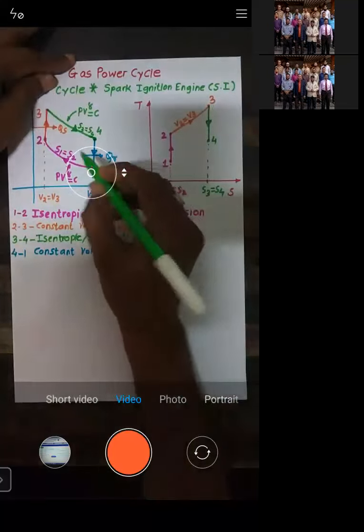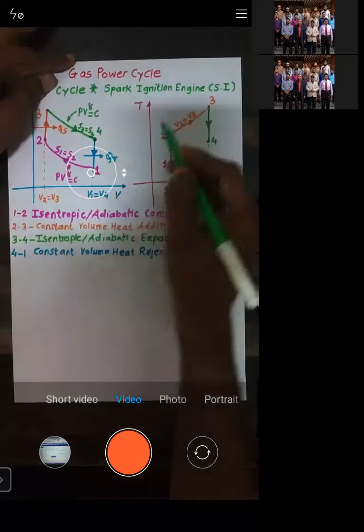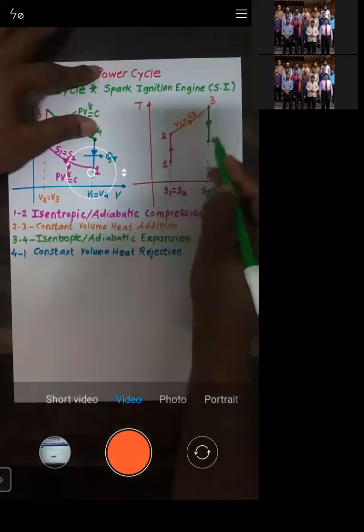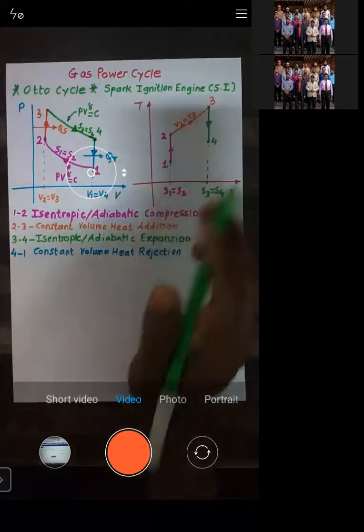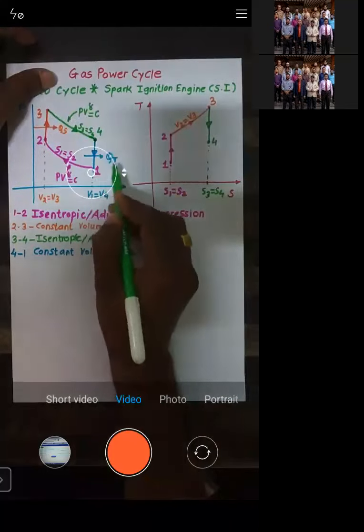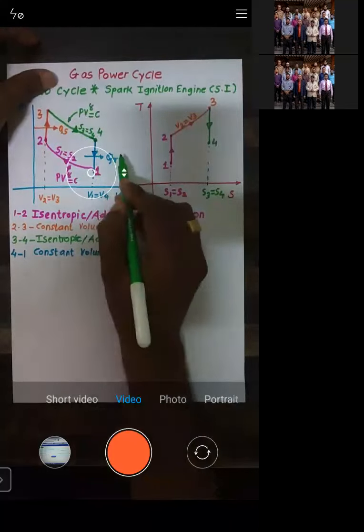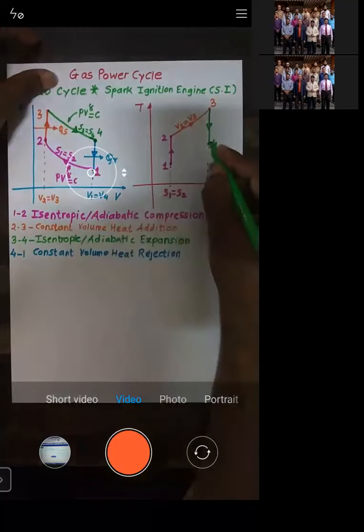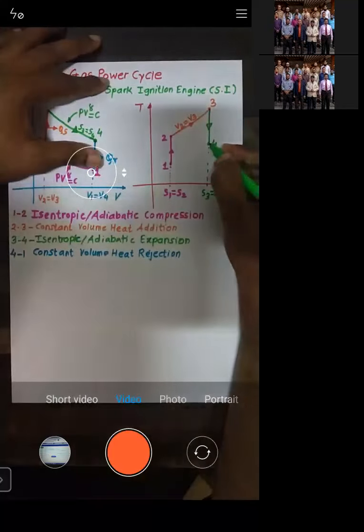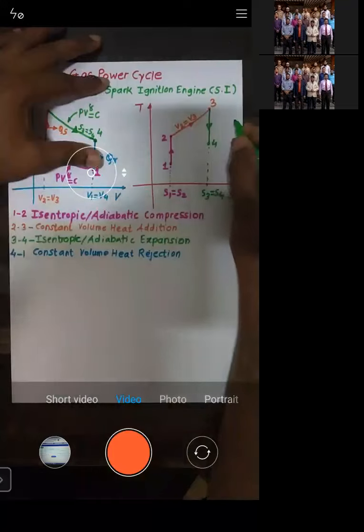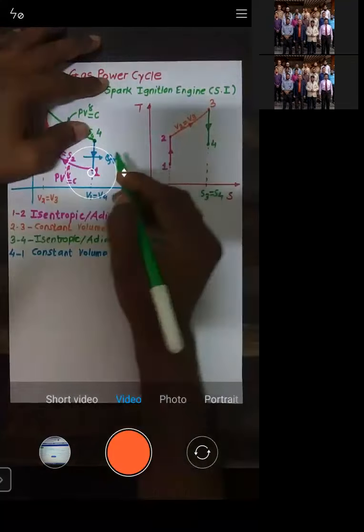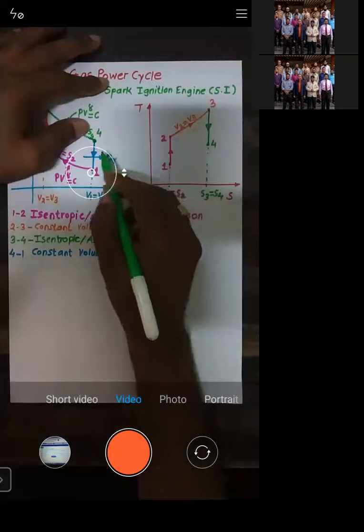Again, 4 to 1 is a reverse of 2 to 3. So 2 to 3 was going upward, so 3 to 4 will go downward. The reason is, during 4 to 1, what happens? Heat gets rejected. So from point number 4, if you move vertically upward, what happens? The temperature will increase and entropy will also increase. And this is only possible when we add the heat. But what we want during 4 to 1 is heat to be rejected.